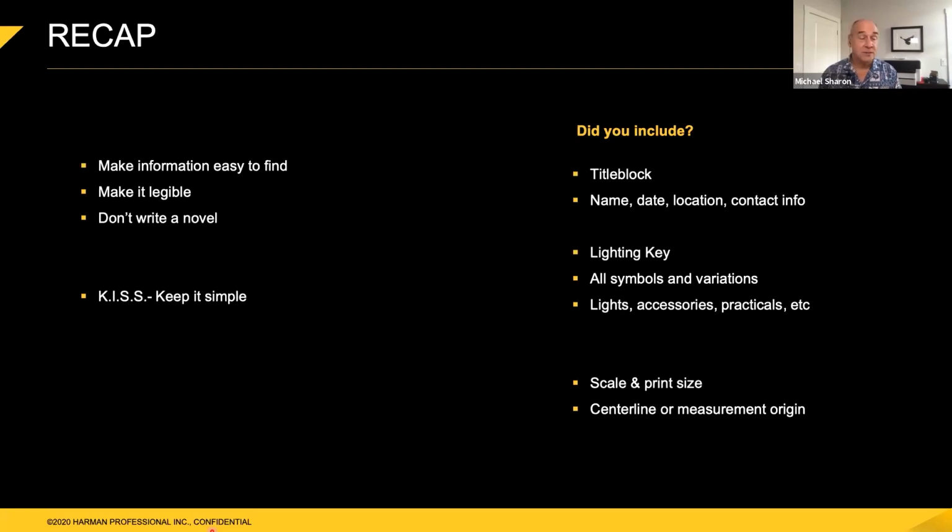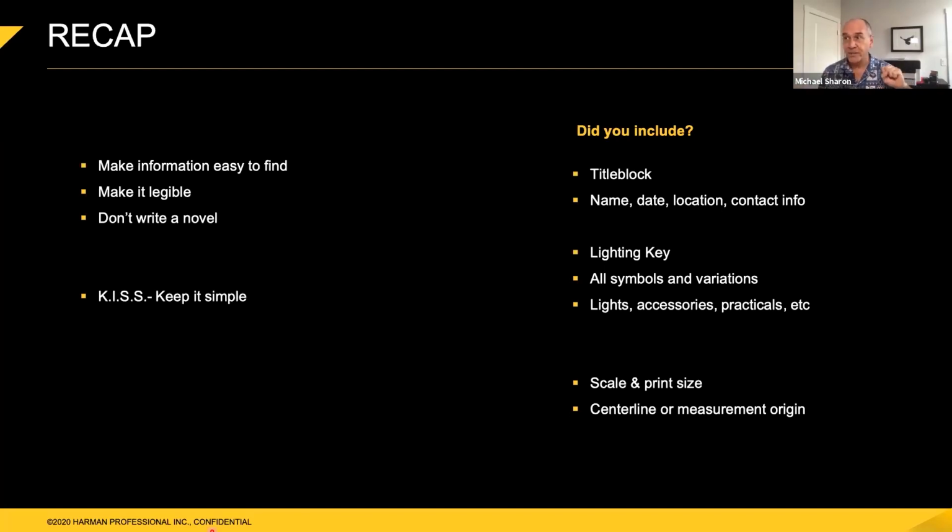Make it legible and don't write a novel. I have seen some drawings where people have written, this is a gobo wash for Act 3 that needs to be something really pretty that fits underneath it, but we don't need to know that. Just put the important information, make it legible, make it clear so that everyone can see it and say, oh yeah, I've got this, I know what's happening, and they can run with it. Keep it simple.